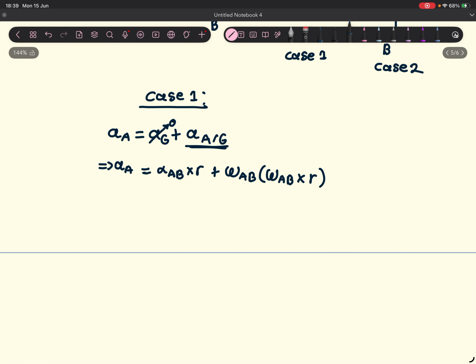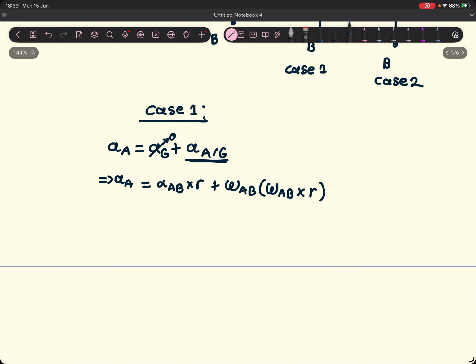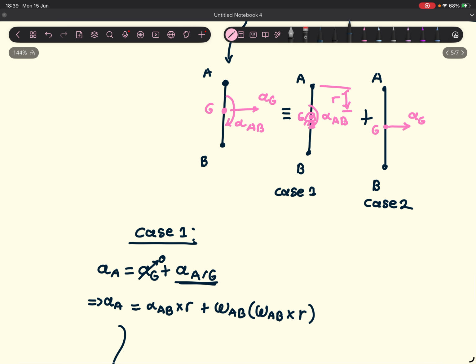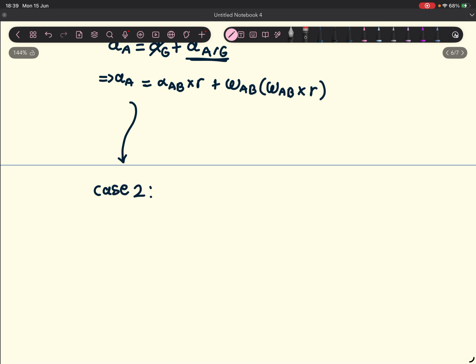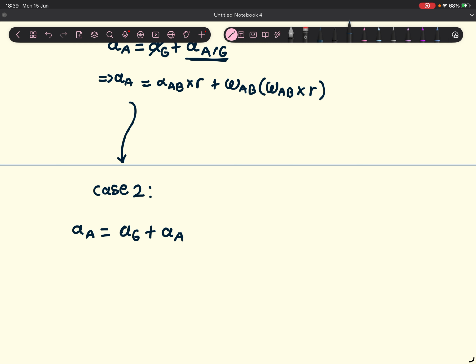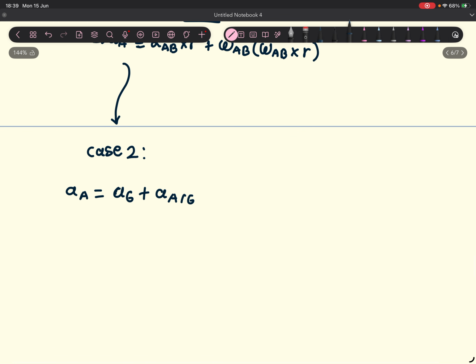And then case 2, I'm just going to do case 2 over here. So for case 2, we have just pure translation, right? There's no rotation at all. So when we write our equation, we do it again. Acceleration of A is equal to acceleration of G plus acceleration of A relative to G, right?